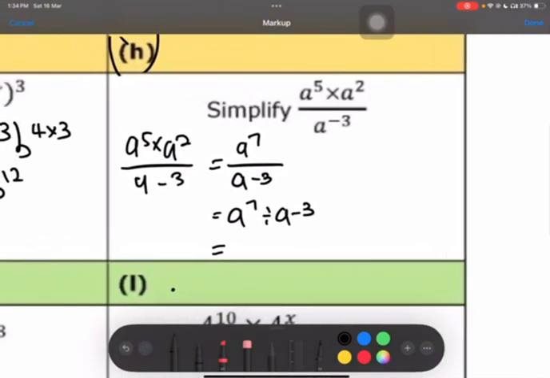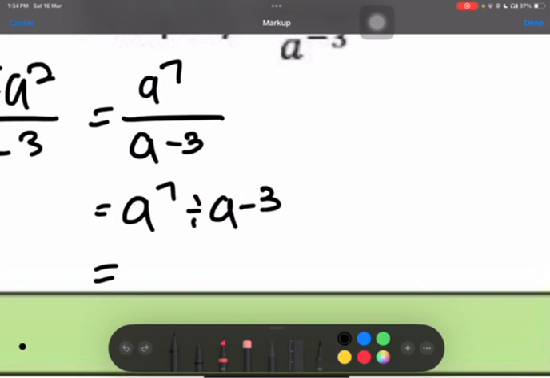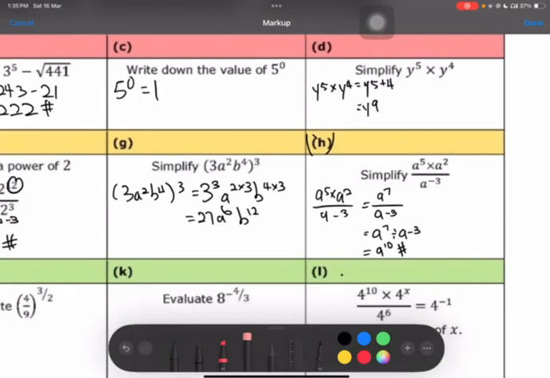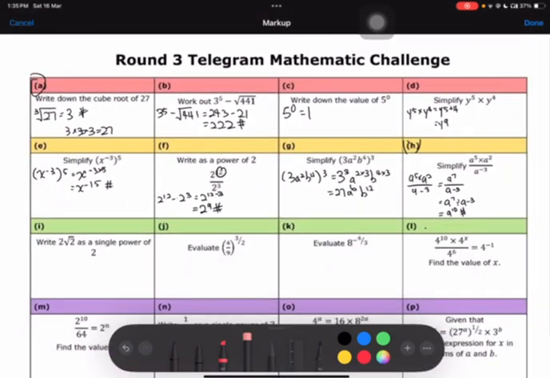And then because this is negative, and for divide, we need to subtract also. So if you write it out, it would be something like this. 7 subtract -3. But negative negative equals positive. So it's going to be 7 plus 3. So the answer is going to be 10. Okay? So these are the explanations and step-by-step calculations for the round 3 Telegram Mathematics Challenge, question A to question H.